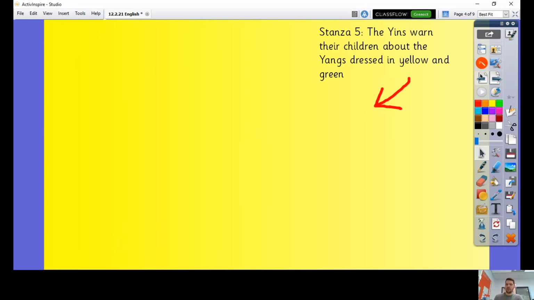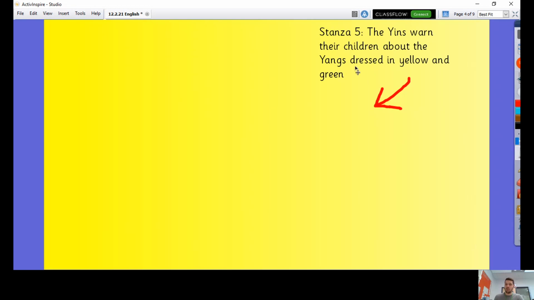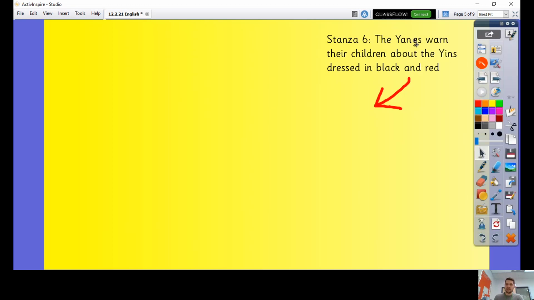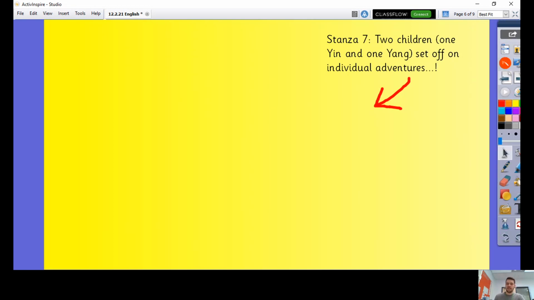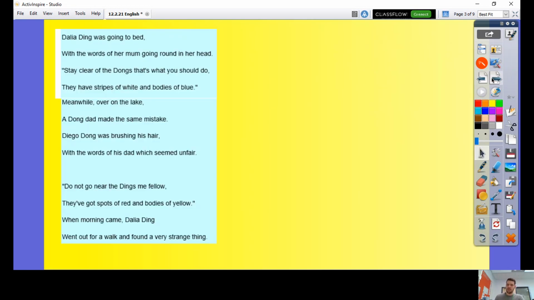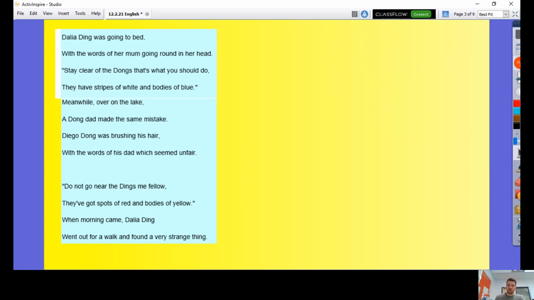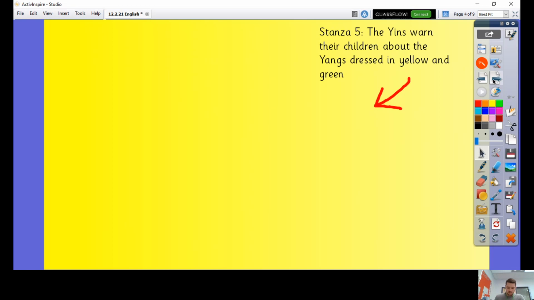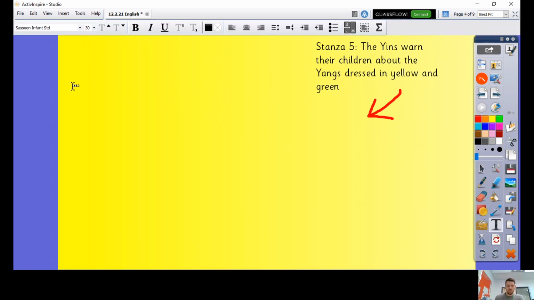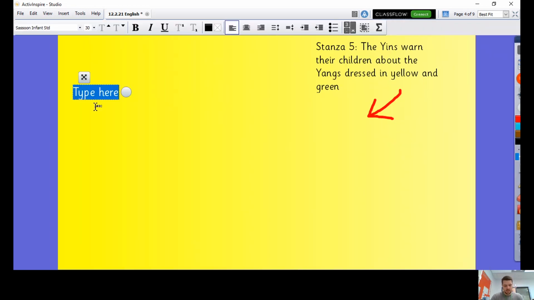So stanza 5 is going to be about the yins warning their children, and stanza 6 is the reverse of that. Stanza 7 is going to be them setting off on their adventures. So, Dahlia Ding was going to bed. What else could you do? You could be brushing your teeth, brushing your hair, putting your pajamas on. Let's go for brushing teeth. If we had Dahlia Ding and Diego Dong, so we had alliteration.